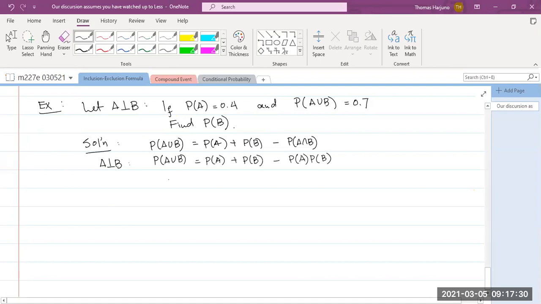The probability of union is 0.7. Probability of A is 0.4. Probability of B is what we look for. Probability of A is 0.4 times probability of B. So I subtract by 0.4, I get 0.3 equals probability of B minus 0.4 probability of B.